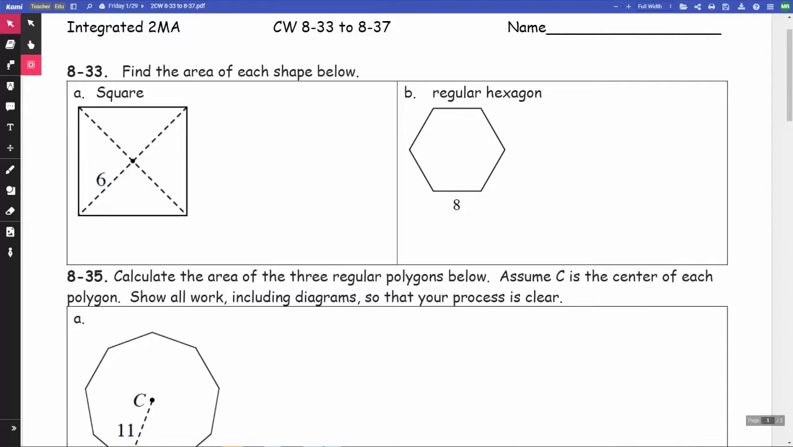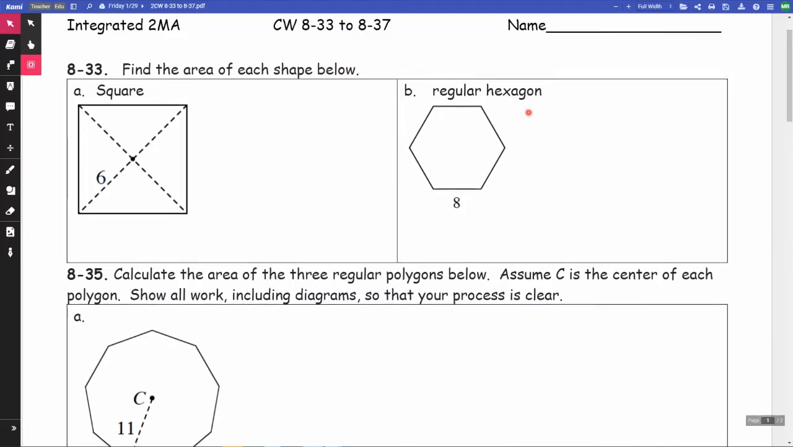So this video is on classwork 8-33 to 37 when we're learning how to find the area of various polygons. I am going to go through question A and B on 33 with us, where we have a square, which actually is dealing with a 45, 45, 90 right triangle, and question B, a regular hexagon, which is actually going to end up giving us a 30, 60, 90.